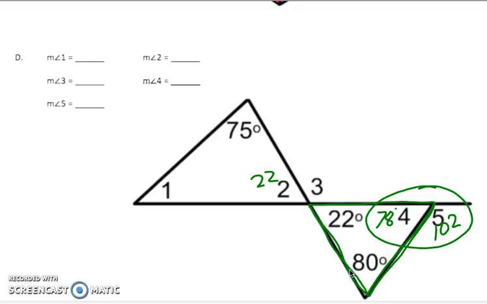I know that with angle 3, it's adjacent to the 22 degrees, that's a linear pair. So I'm going to take 180 and subtract 22 from it, and I'll have 158 degrees. Now in this triangle over here, I'll highlight in blue, I know that there's 180 degrees in the triangle. I'm going to subtract 75 and 22 from 180 degrees, and that will give me 83 degrees.